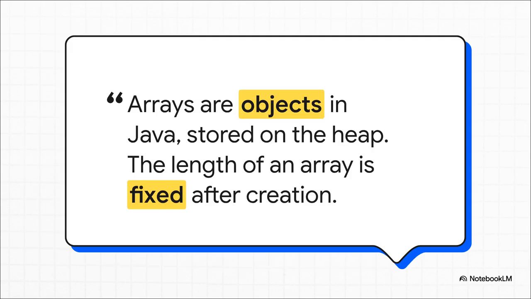And here's a little technical detail that's good to know. Even though an array can hold simple things like numbers, the array itself is actually an object in Java. That means it lives in a special part of memory called the heap. And it also means that once you decide an array is going to hold, say, 10 items, that's it. It's locked in. You can't make it bigger or smaller later.